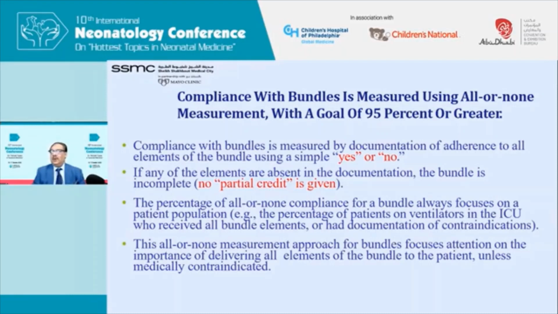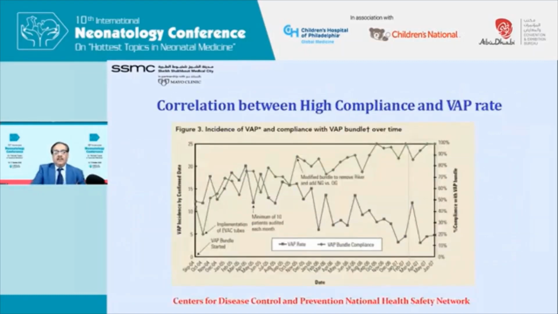The percentage of all-or-none compliance for a bundle always focuses on a patient population. Example, the percentage of patients on ventilators in the ICU who receive bundle elements or had documented contraindication. So the compliance is very important.